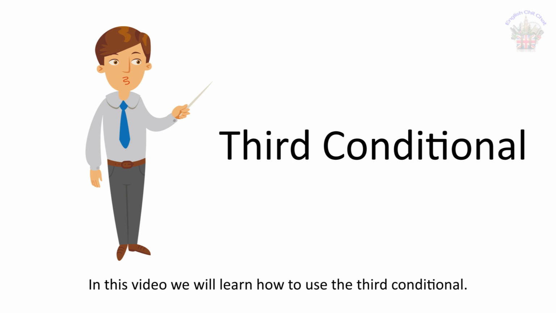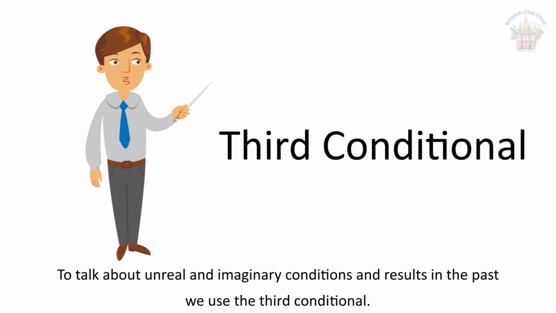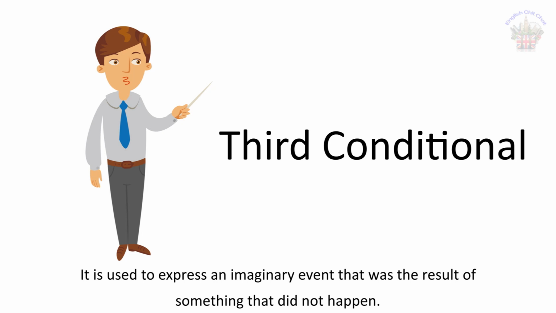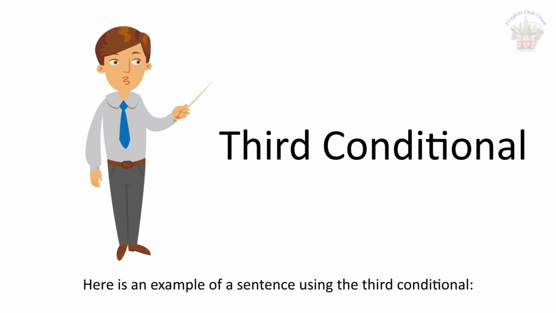In this video, we will learn how to use the third conditional. To talk about unreal and imaginary conditions and results in the past, we use the third conditional. It is used to express an imaginary event that was the result of something that did not happen. Here is an example of a sentence using the third conditional.